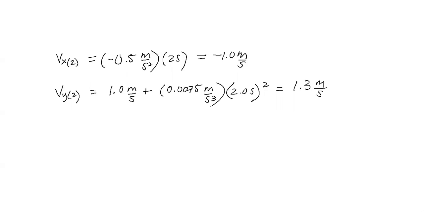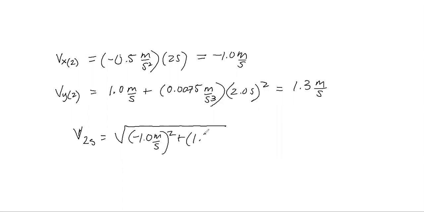Now, to express that in vector form, let's get the magnitude in polar coordinates. So v at 2 seconds equals the square root of negative 1.0 meters per second squared plus 1.3 meters per second squared. And that value is going to be 1.6 meters per second.